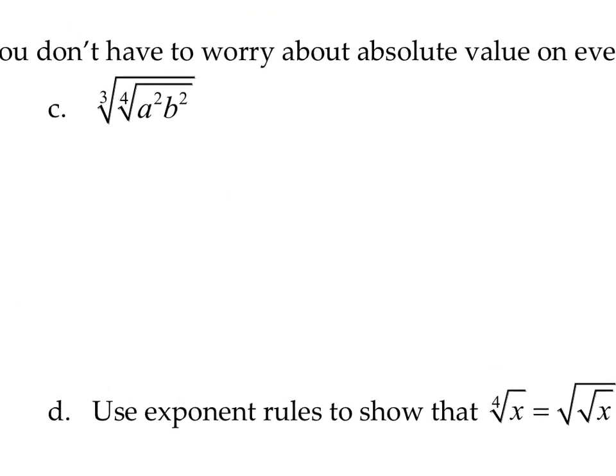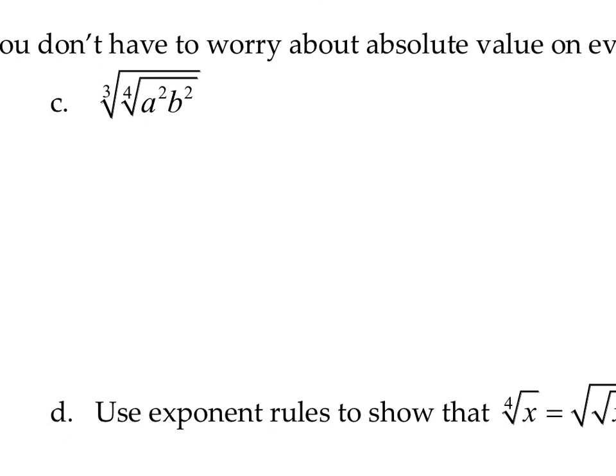Okay, part C, it's got radicals within radicals. So we'll just start from the inside. So from the inside, I have a squared, b squared, which would be raised to the 1/4. And so this whole thing represents that. And then the whole thing would be raised to the 1/3 power.